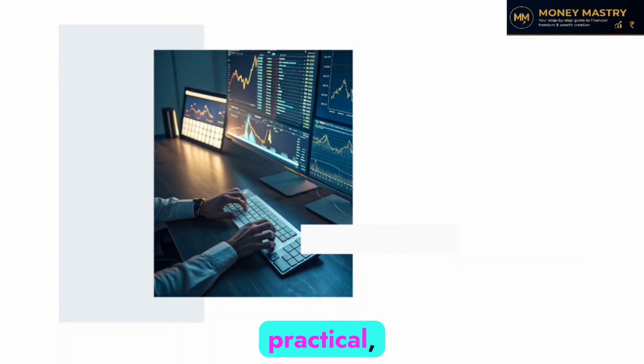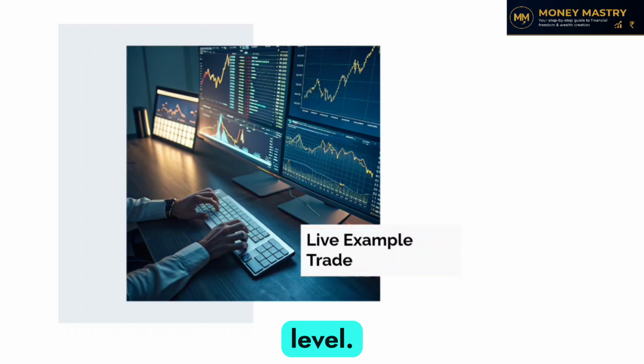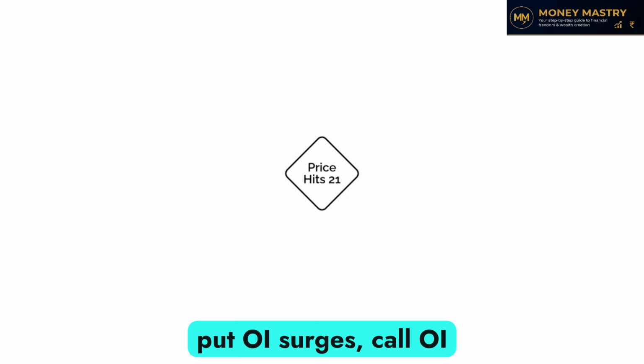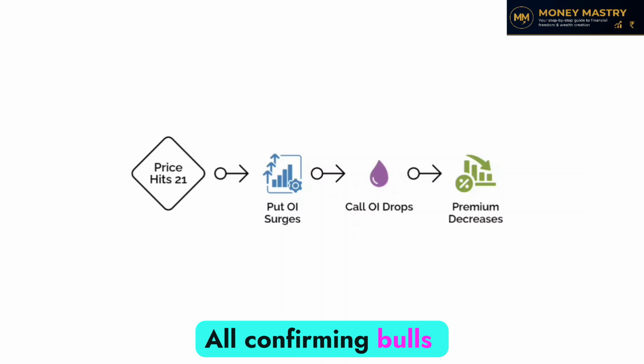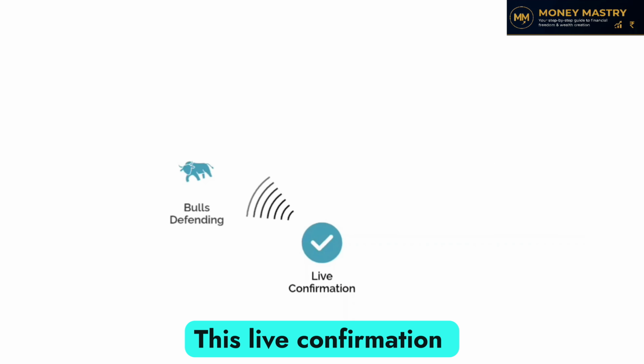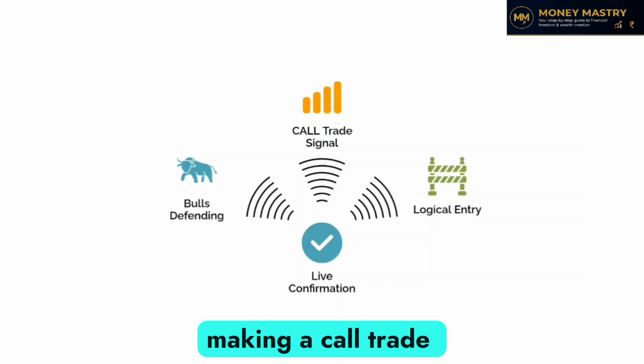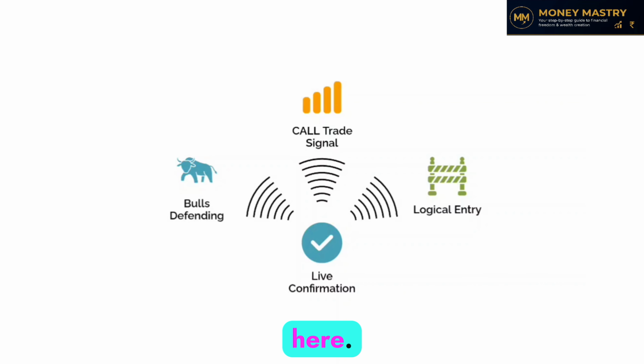Let's make this practical with a live example trade at the support level. Price hits 21,900, put OI surges, call OI drops slightly, and premiums decrease, all confirming bulls are defending. This live confirmation tells us bulls are holding strong, making a call trade the logical entry right here.